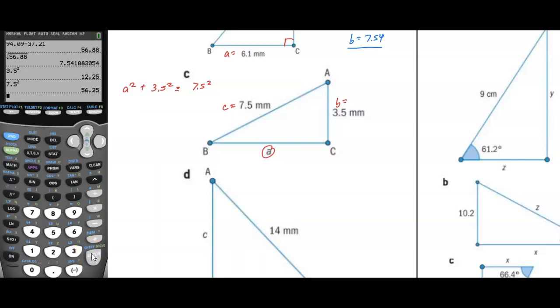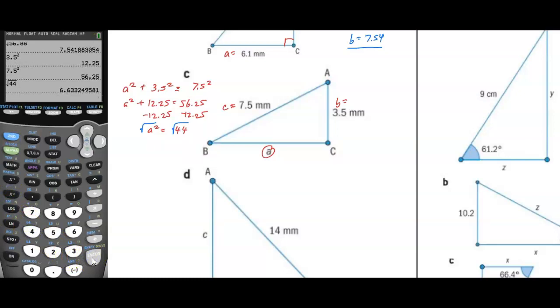Let's write those in. 3.5 squared is 12.25. 7.5 squared is 56.25. Going to subtract 12.25 from both sides. And I'll get a squared equals 56.25 minus 12.25, which is 44. Now I'm going to take the square root of both sides, right? Square root of 44 is 6.63.